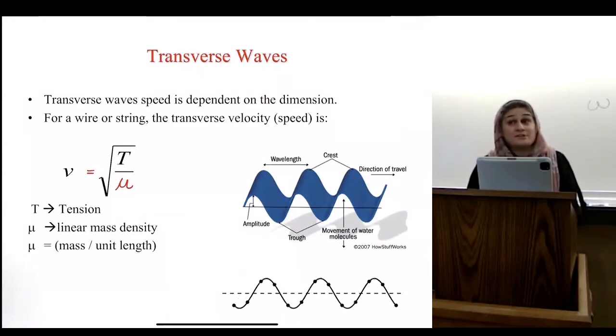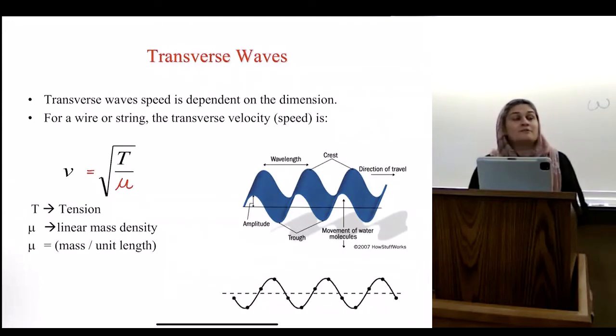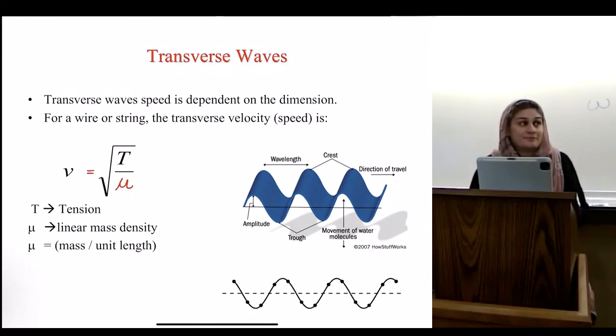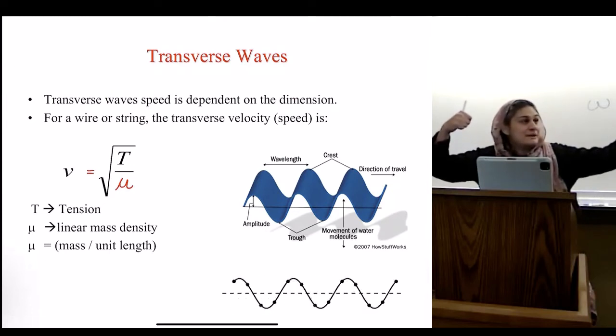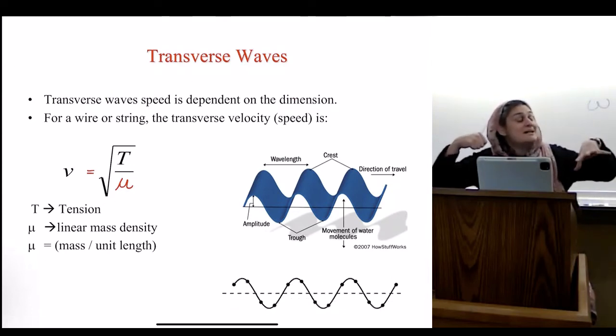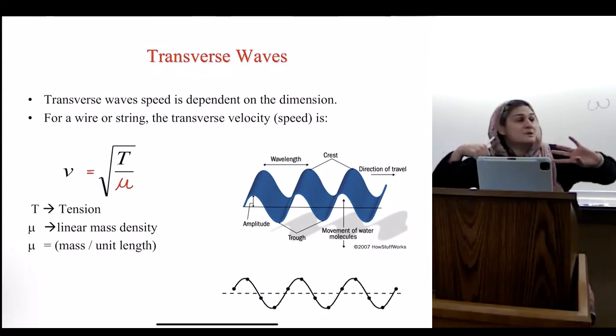For transverse wave, the speed is given by the square root of T over mu. And I know we haven't defined mu. All it is is mass per unit length, where T is the tension. We've talked about tension, right? Tension is how much the string is being stretched. And mu is just the mass of the string divided by the length of the string.